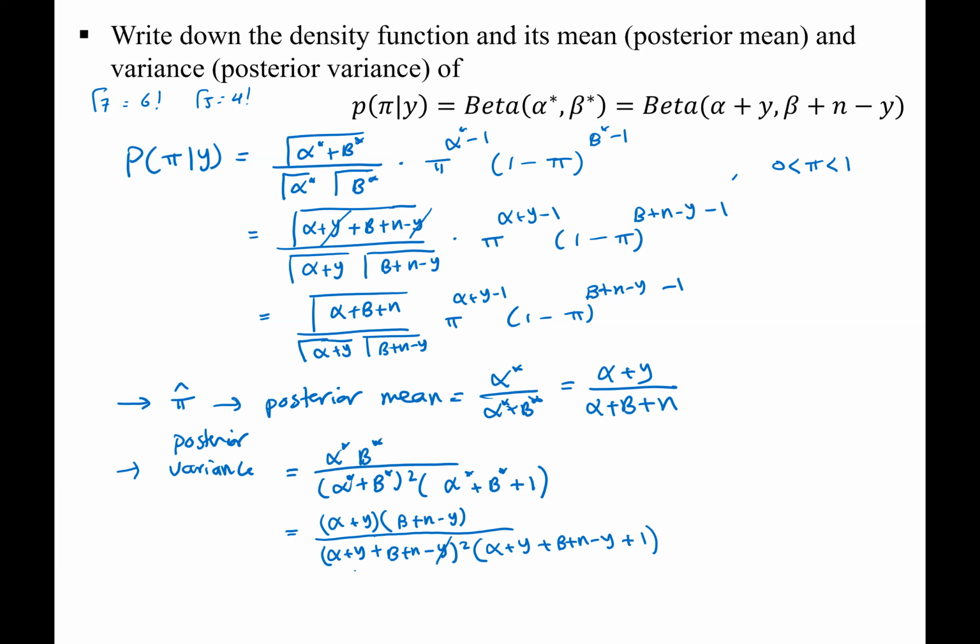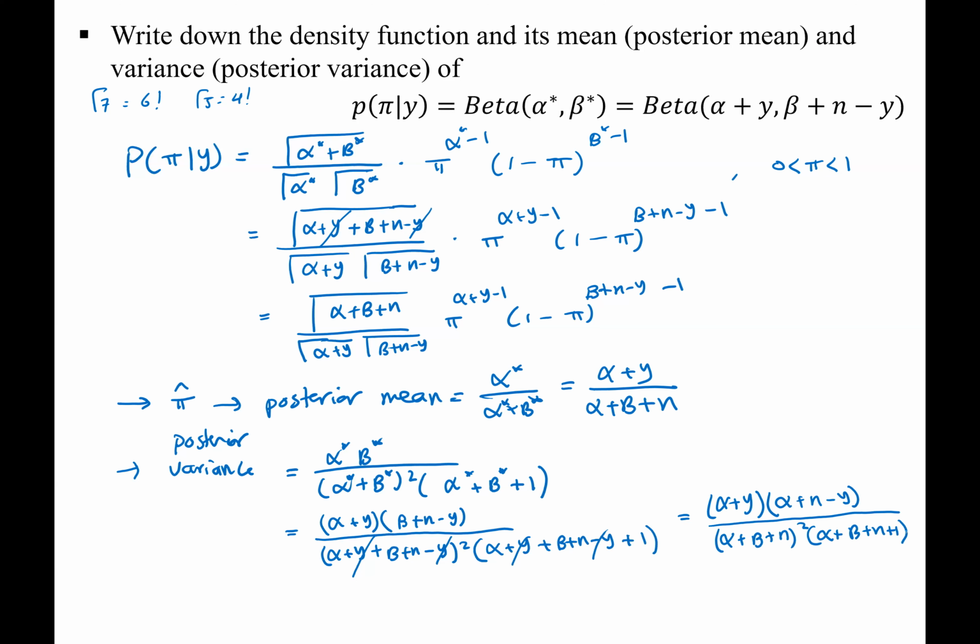So this one cancels with this one, and this one. So the variance of the posterior distribution is alpha plus y times beta plus n minus y, divided by alpha plus beta plus n squared times alpha plus beta plus n plus 1.